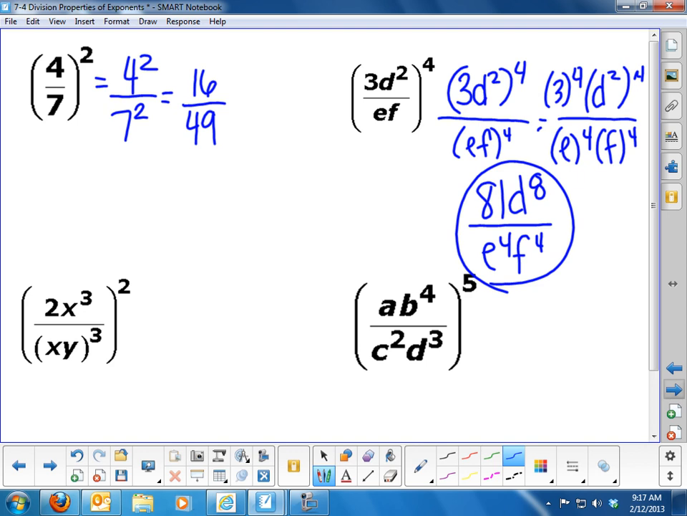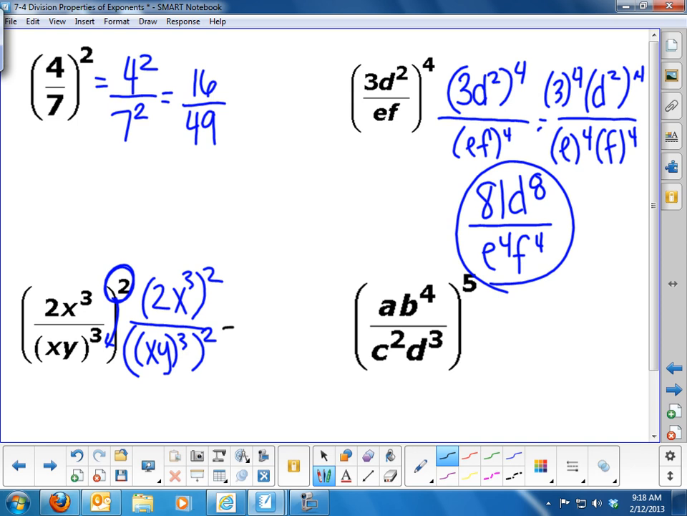Okay, over here to this problem. 2x to the third divided by xy to the third, all of that squared. I'm going to start with my numerator. I'm going to square it, and then I have to square my denominator as well. So I'm going to write xy to the third, which is being squared. Whew, that's a lot. Okay, so in my numerator, I'm going to take each factor in the 2x to the third and square it. So I take 2, and I'm going to square the 2. Then I take x to the third, and I'm going to square that, right?